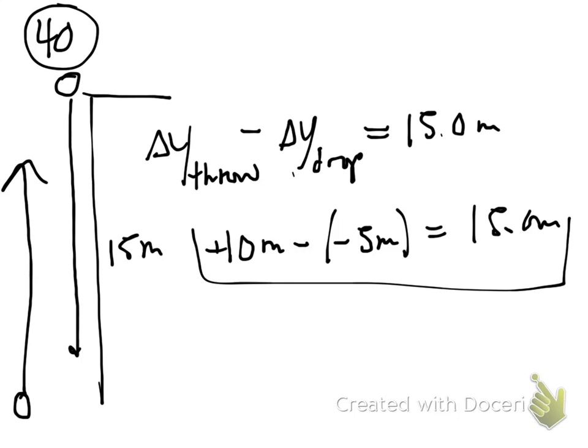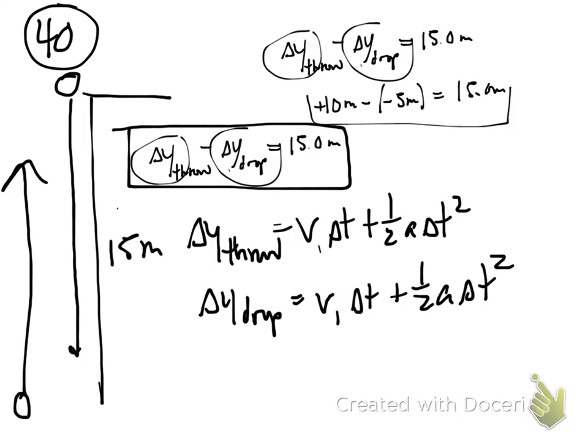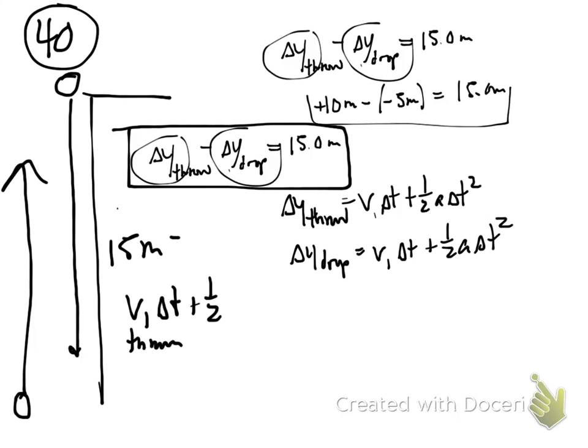So then we just need to create an expression for each of those and work out the details. Okay, so we've got expressions for both the thrown and the dropped ball. So far, so good? Ja oder nicht? Okay.